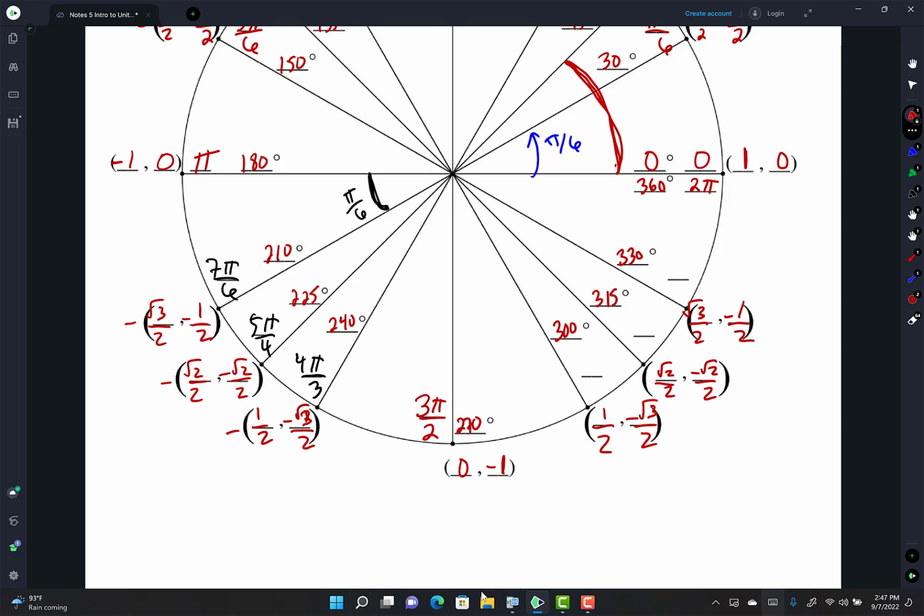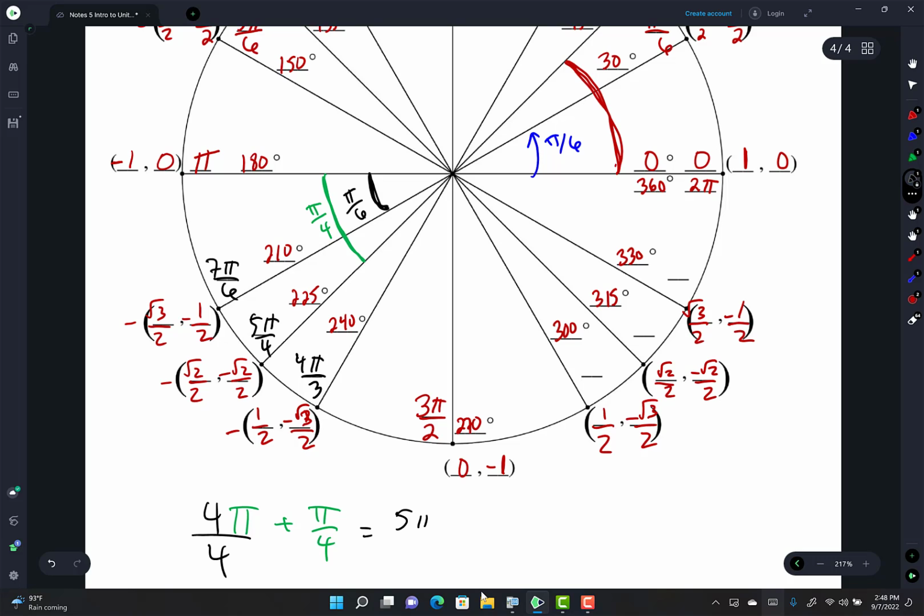How did I get the 5 pi over 4? Got it. This gap right here in green, that's pi over 4. I'm pi over 4 more than a whole pi. So it's like doing this: a whole pi plus pi over 4. I can just get a common denominator, 4 over 4. Look, 5 pi over 4.